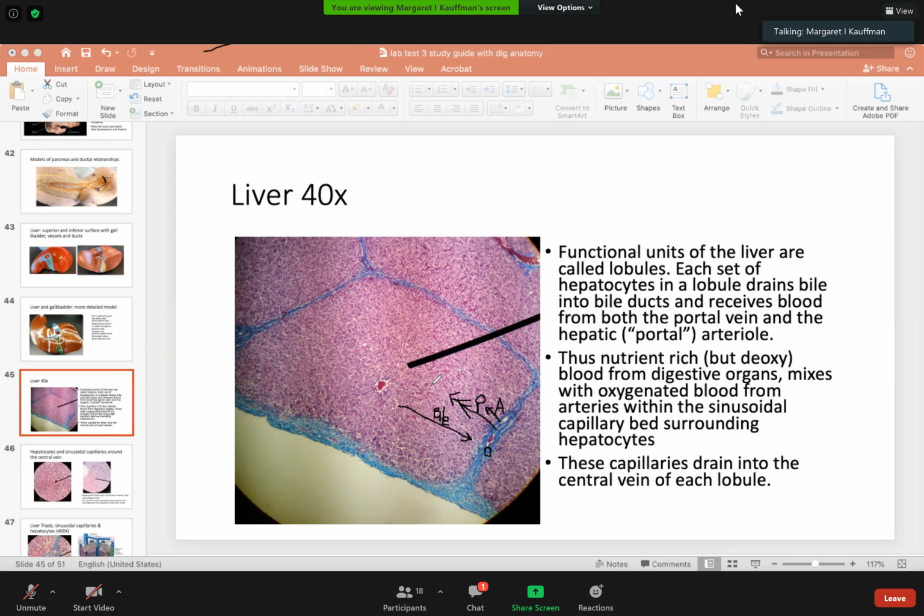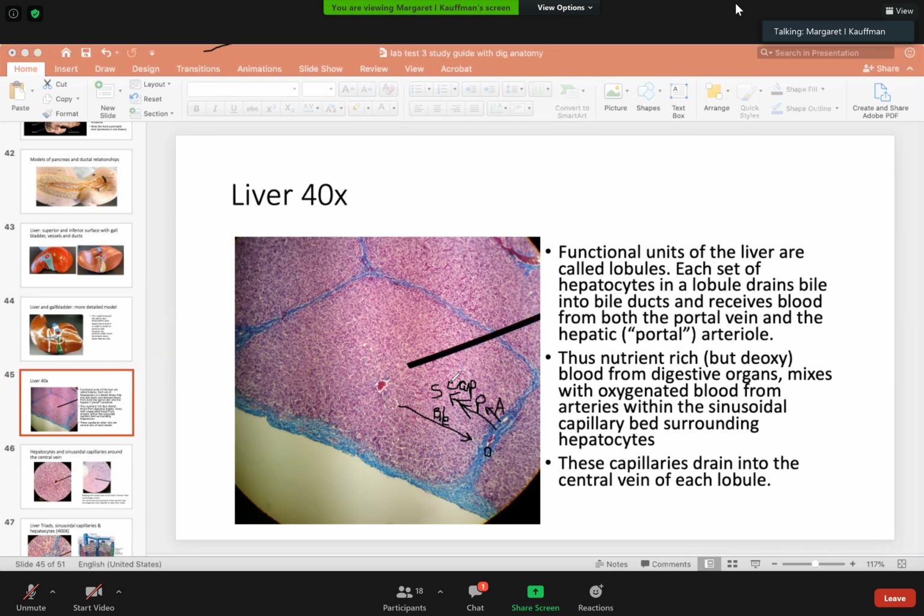And this capillary is sinusoidal because you're not only going to be putting like the proteins that these hepatocytes make, the albumin and the fibrinogen and all that in there, but you're also going to be recycling red blood cells.